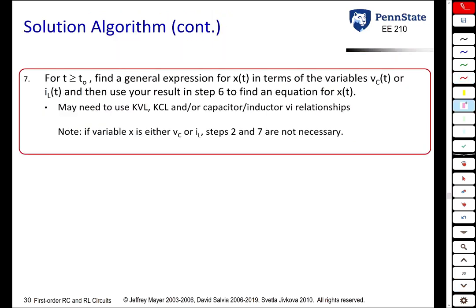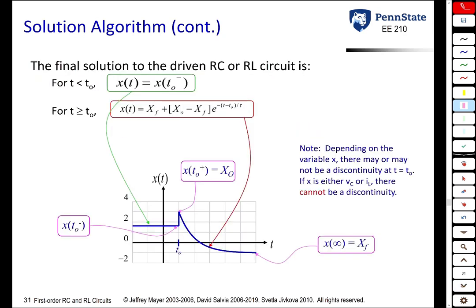Step 7, like step 2, is a step we may or may not need to do depending upon what x is. If the variable that we're ultimately looking for is something other than Vc or IL, we find an expression for it as a function of Vc or IL, which we already have now, to find an expression for x of t. And once again, this step plus step 2 we may or may not have. So let's look at the final form of the equation and also what the graph looks like.